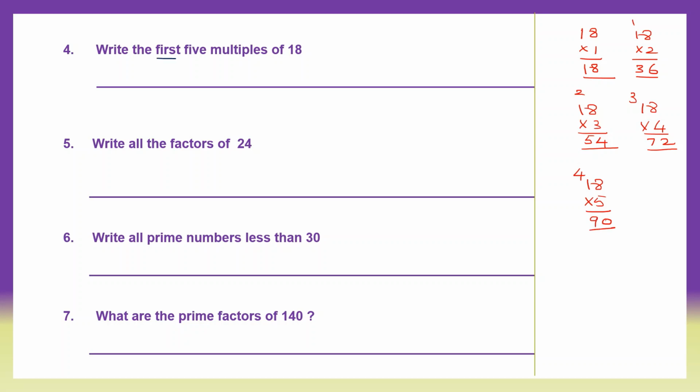So when they say first 5, we need to write the first one, which is 18 itself. Then 36, 54, 72 and 90.